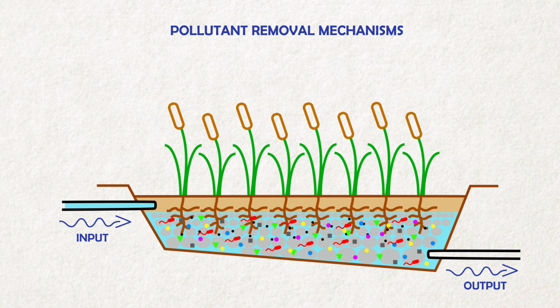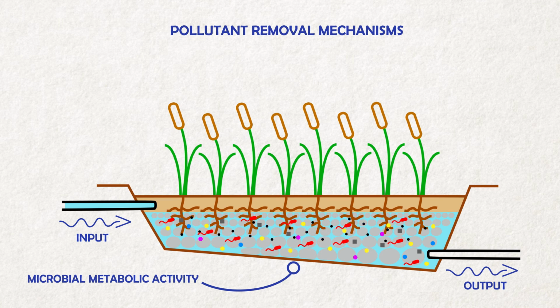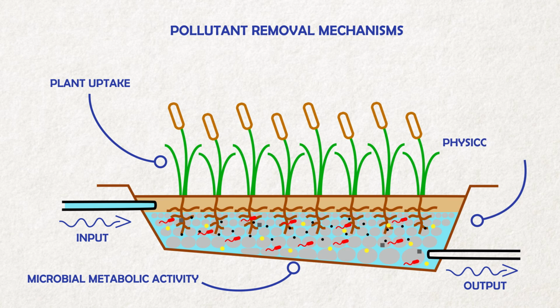The main mechanisms for removing pollutants in constructed wetlands include biological processes such as microbial metabolic activity and plant uptake, as well as physico-chemical processes such as sedimentation and absorption. In this episode, we will head off to a farm which is making big efforts to treat its wastewater.